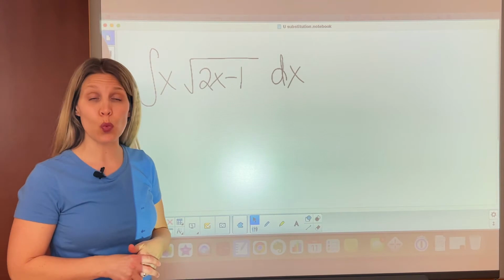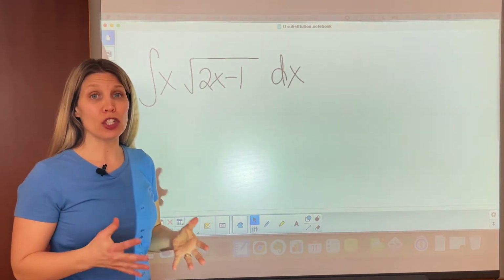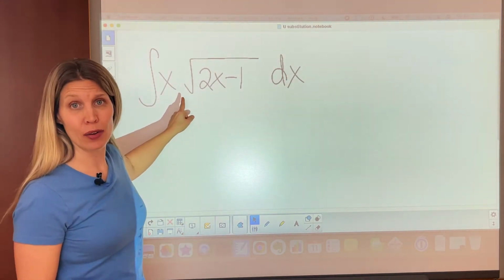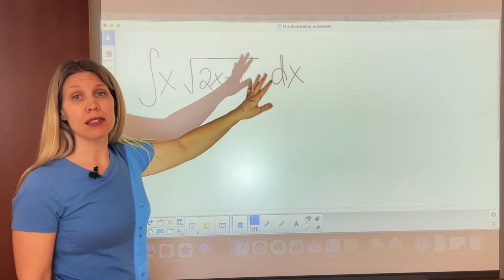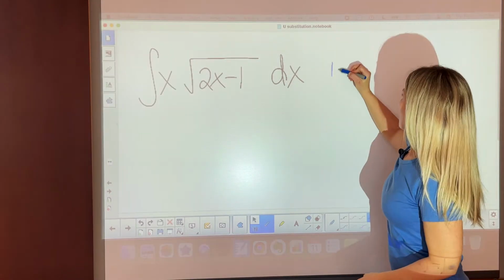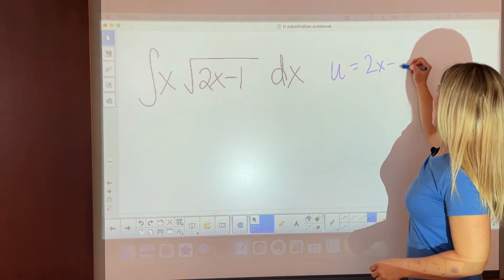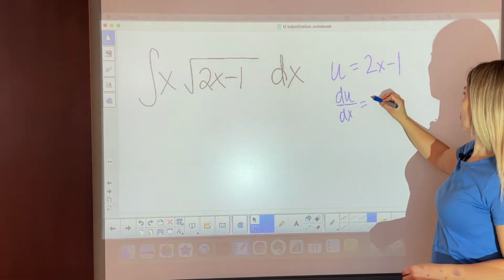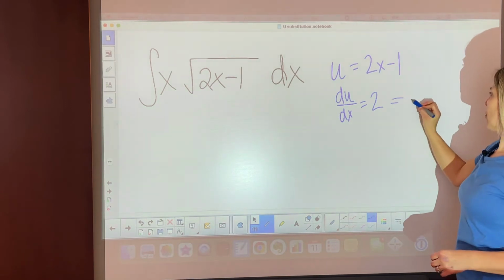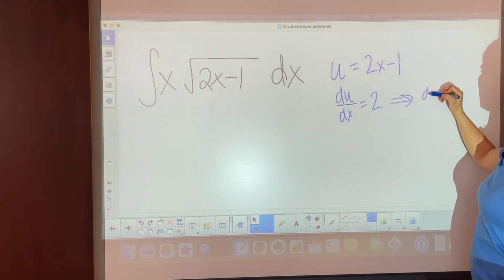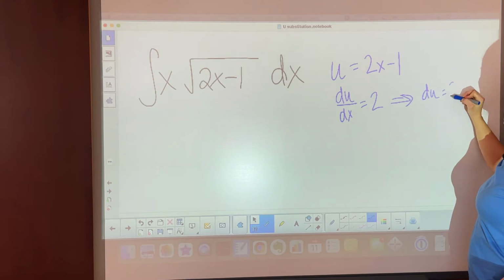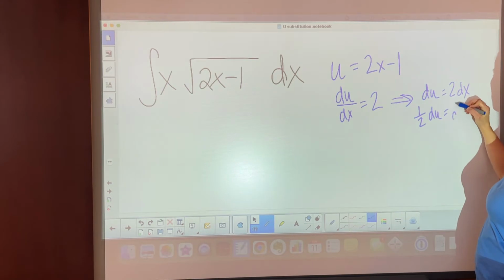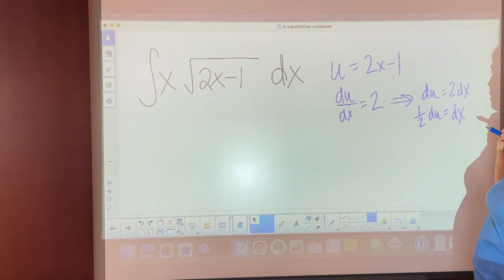It's 2x minus 1. The derivative of that would be 2, which would be fine, except for, again, you got this x hanging out here. So we're going to have to use our inside piece to set up for U substitution. So u is going to equal 2x minus 1. So du over dx is going to equal 2. And then over here, I'm going to go ahead and solve. du would equal 2dx, which means 1/2 du equals dx, because we know we're going to need to replace him.